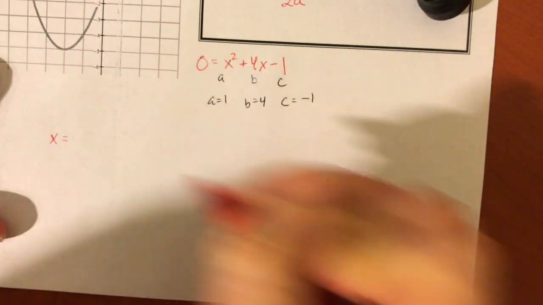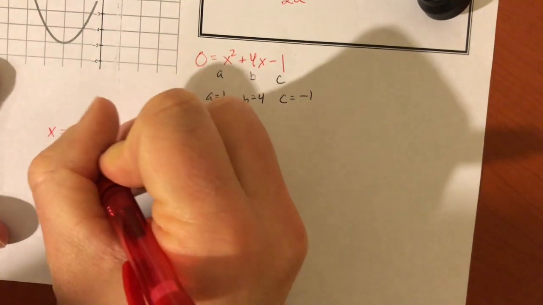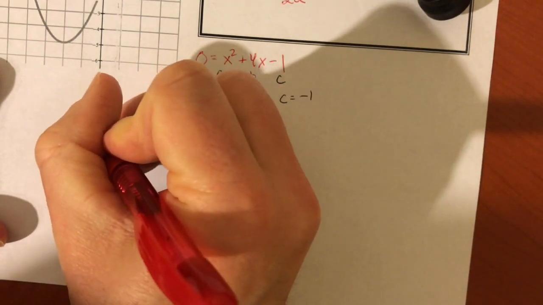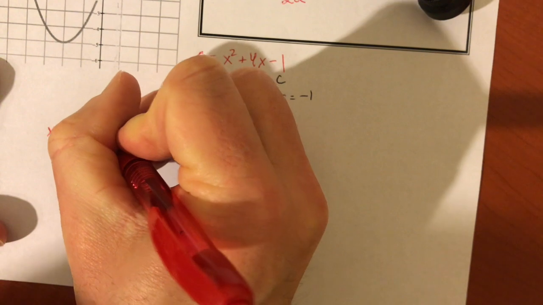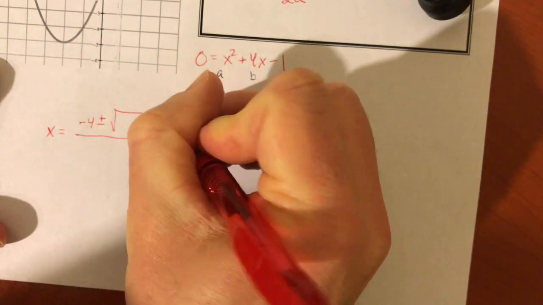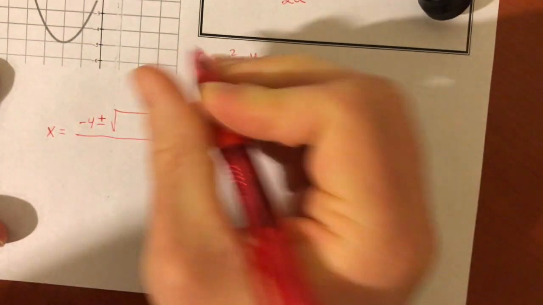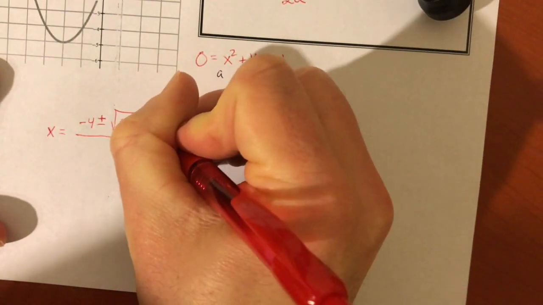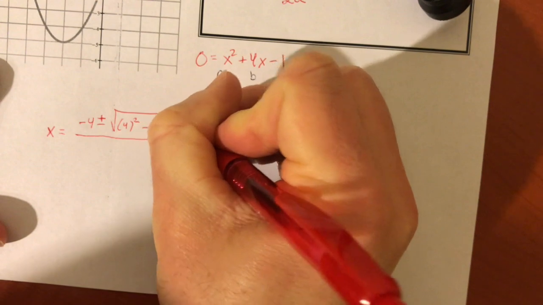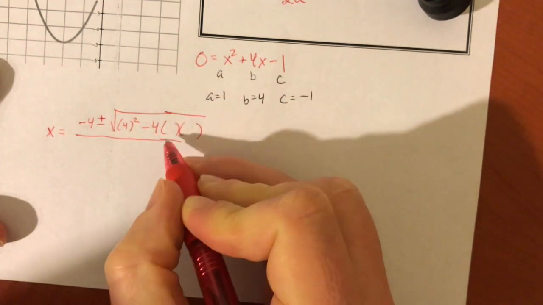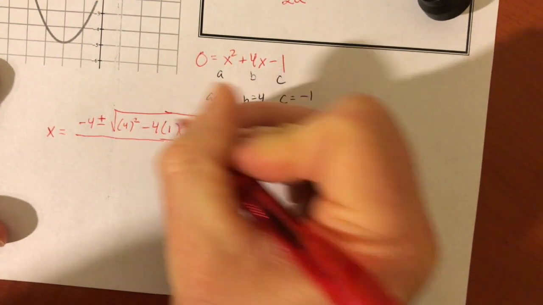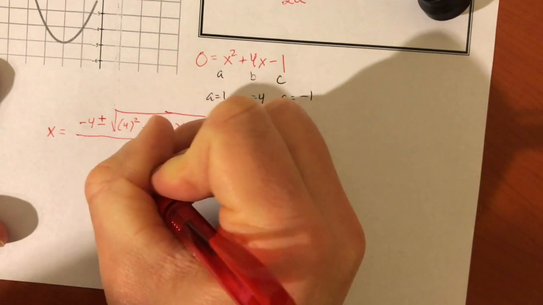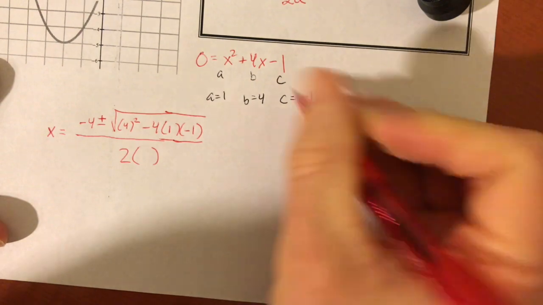Okay, x, the solutions we're looking for, is equal to -b, so -4, plus or minus the square root of b squared. So b is 4, b squared minus 4ac. So -4 times a, which is 1, times c, which is -1, all over 2a, so all over 2 times a.